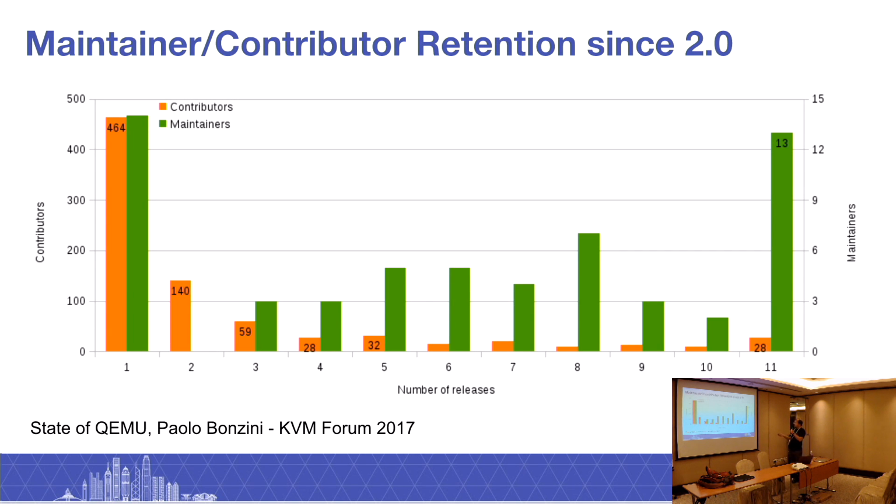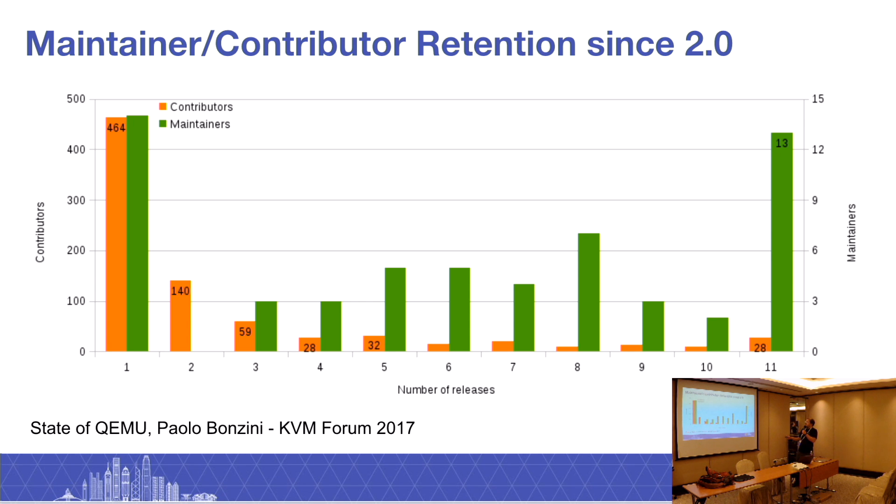This is a graph from last year's KVM Forum that shows the contribution rate for maintainers and contributors. Contributors are people that just submit patches to the mailing list. Maintainers are people that are listed in the maintainers file as being responsible for a particular subsystem. As you can see, for contributors, we had quite a lot of contributors in the 2.0 release. By the next release on, 140 of them are still actively submitting patches, and then it tails off as we go on.